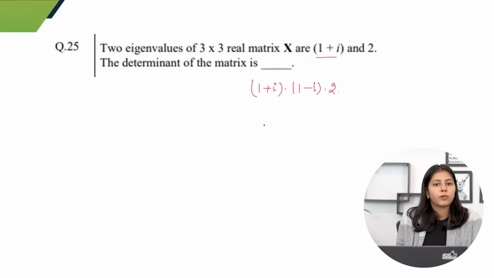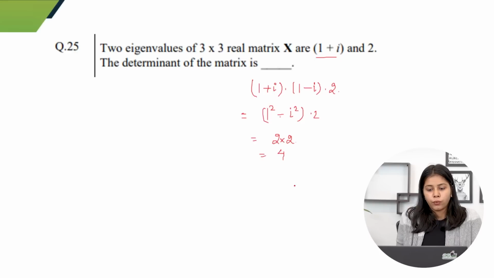The determinant of a matrix is the product of the eigenvalues. So I'll take a product here. I'll get 1 square minus i square, that would become 2 into 2, right? i square is minus 1, minus minus plus 1, 1 plus 1 is 2. So 2 into 2 gives me 4, right? So I get the determinant of the matrix as 4. A simple linear algebra question.